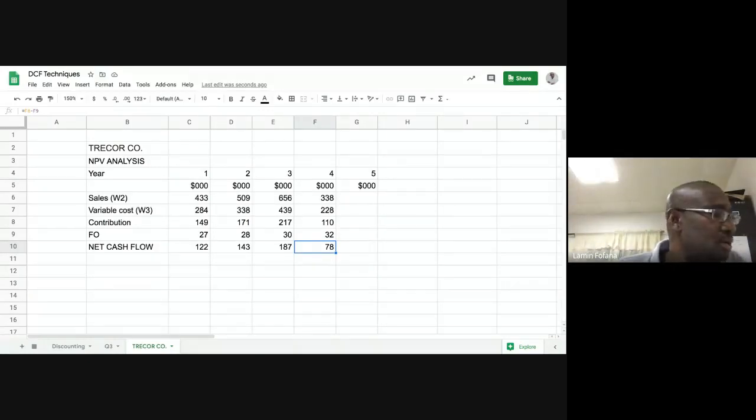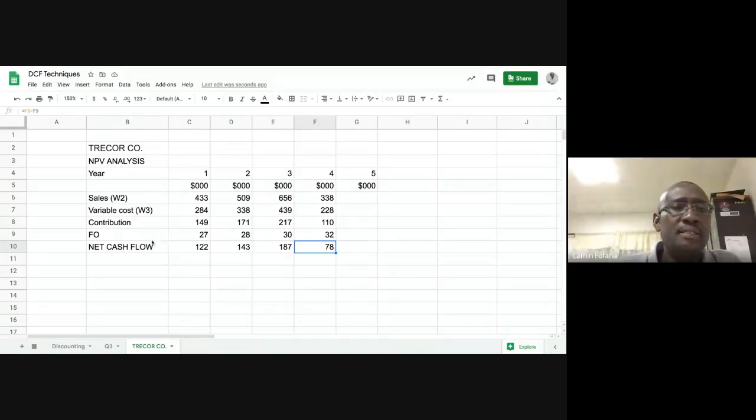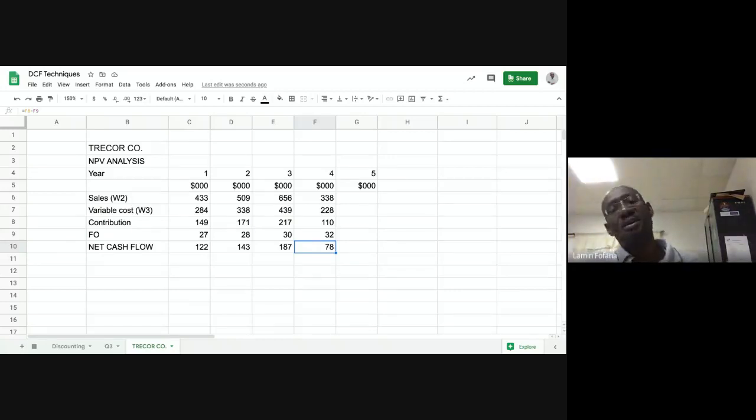Sorry, how do you ascertain that, please? The net cash flow? After my contribution, we deducted the fixed overhead from there. So the fixed overhead is 27, 28, 30, 32. Okay, and then we'll have our net cash flow. So this is the net cash flow before taxation.